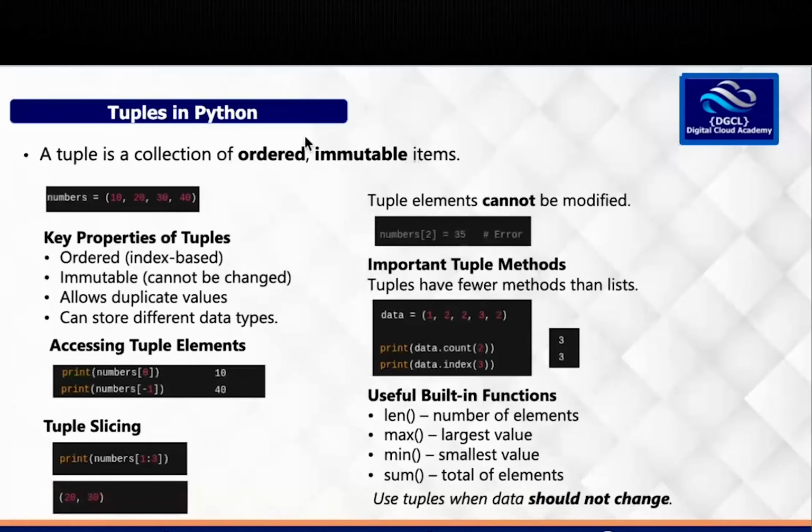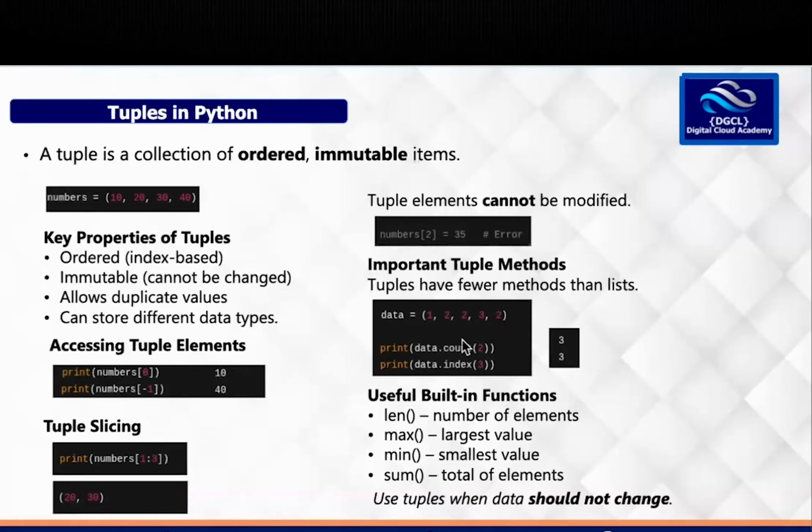So tuple in Python. A tuple is a collection of ordered, immutable items. So tuple is ordered. And another thing about tuple is, we said our list is with square brackets. These are normal brackets. And a tuple can never be changed. You can change in lists, but you can't change in tuple.